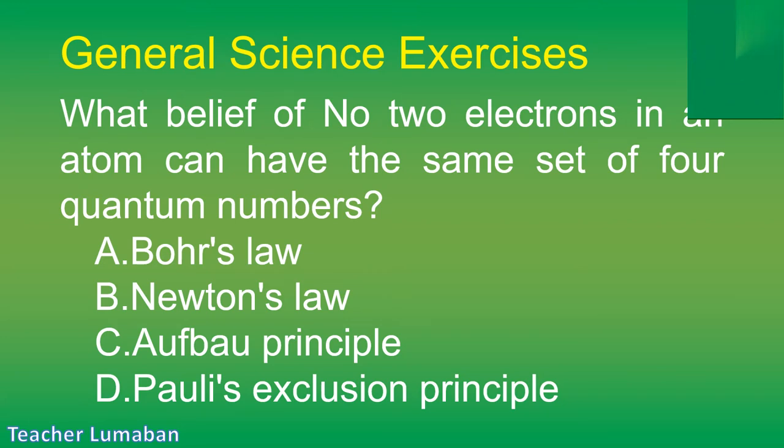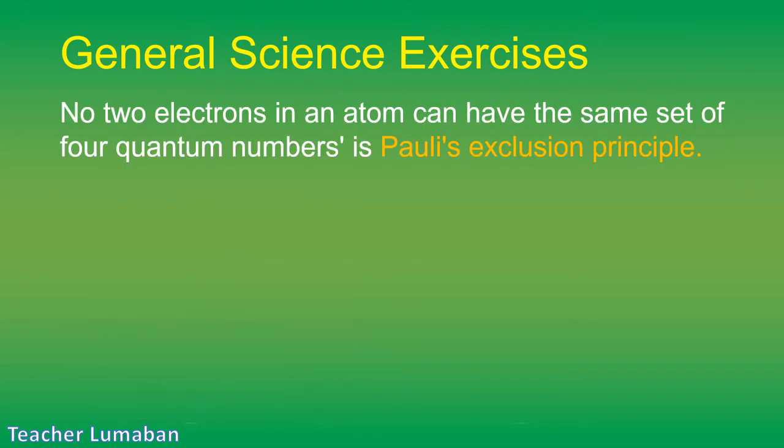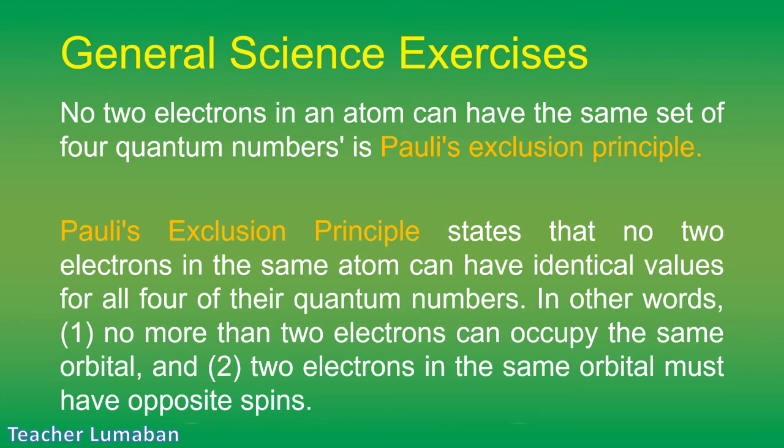The correct answer is letter D, Pauli's exclusion principle. That no two electrons in an atom can have the same set of four quantum numbers is Pauli's exclusion principle. Pauli's exclusion principle states that no two electrons in the same atom can have identical values for all four of their quantum numbers. In other words, one, no more than two electrons can occupy the same orbital, and two, two electrons in the same orbital must have opposite spins.